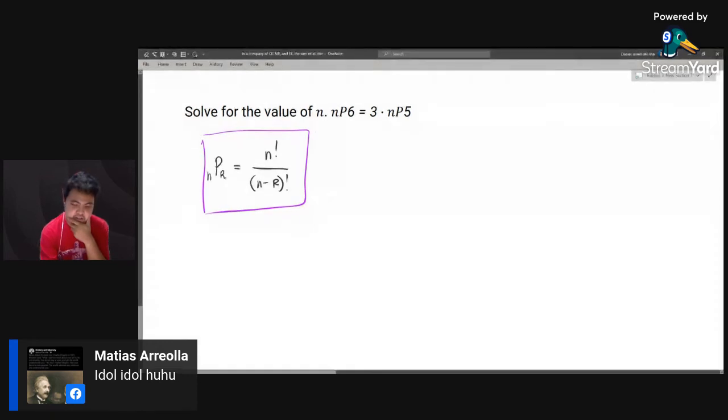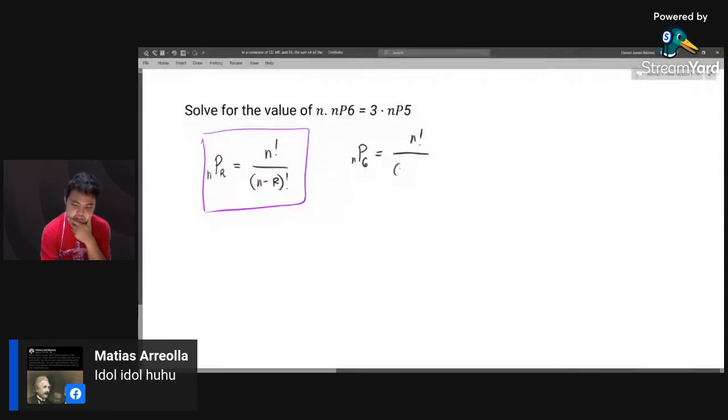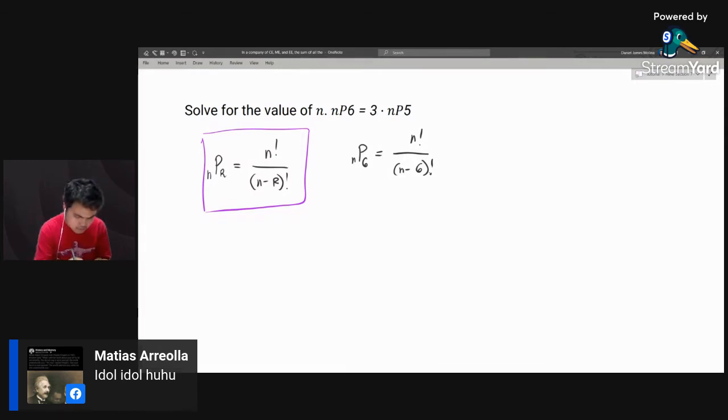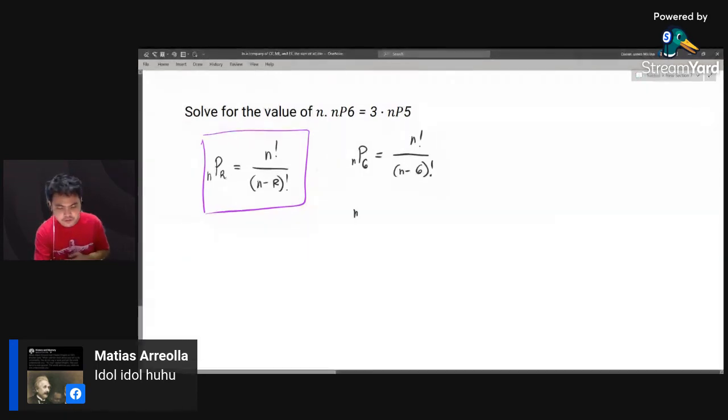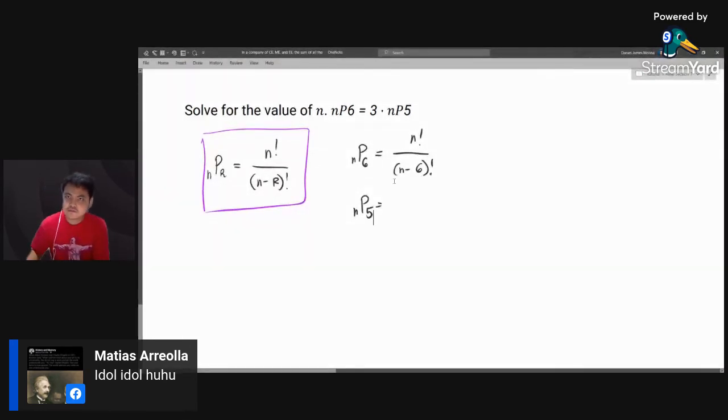So, paano yung nP6 nito? n factorial over n minus 6 factorial. Diba? Then, for nP5, yan.